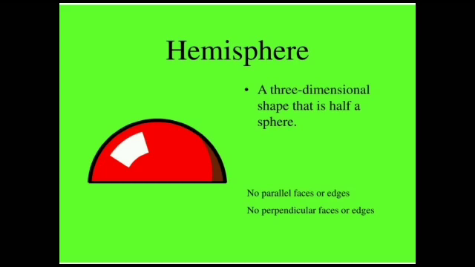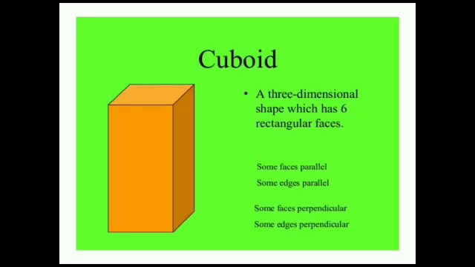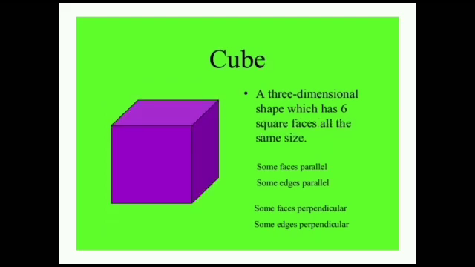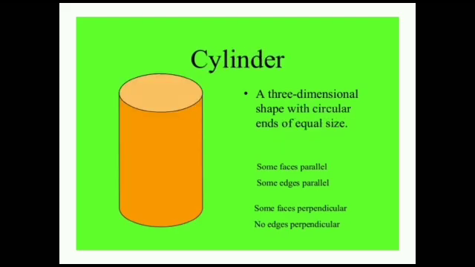Hemisphere. A 3-dimensional shape that is half a sphere. Cuboid. A 3-dimensional shape which has 6 rectangular faces. Cube. A 3-dimensional shape which has 6 square faces, all the same size. So in the cube all the sides are equal, okay, same size. Cylinder. A 3-dimensional shape with circular ends of equal size.